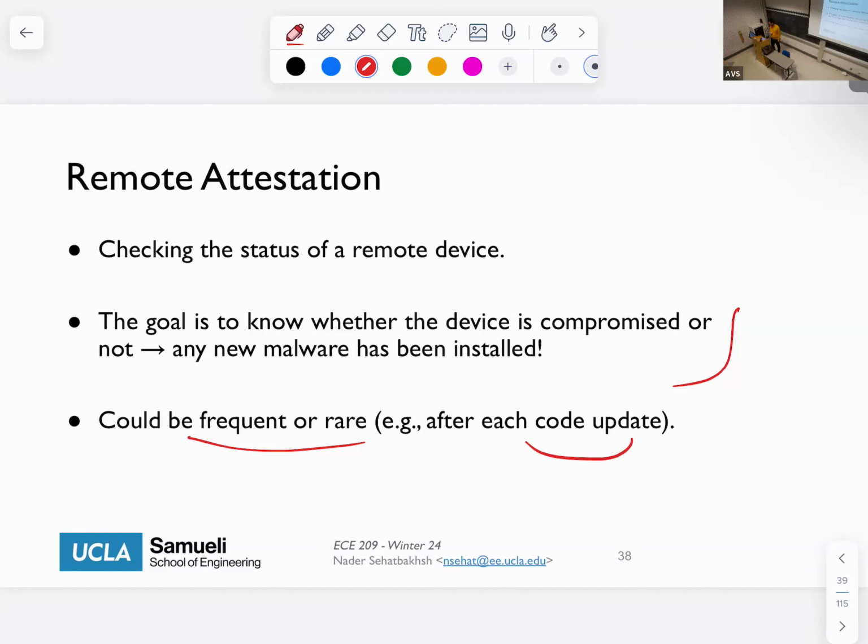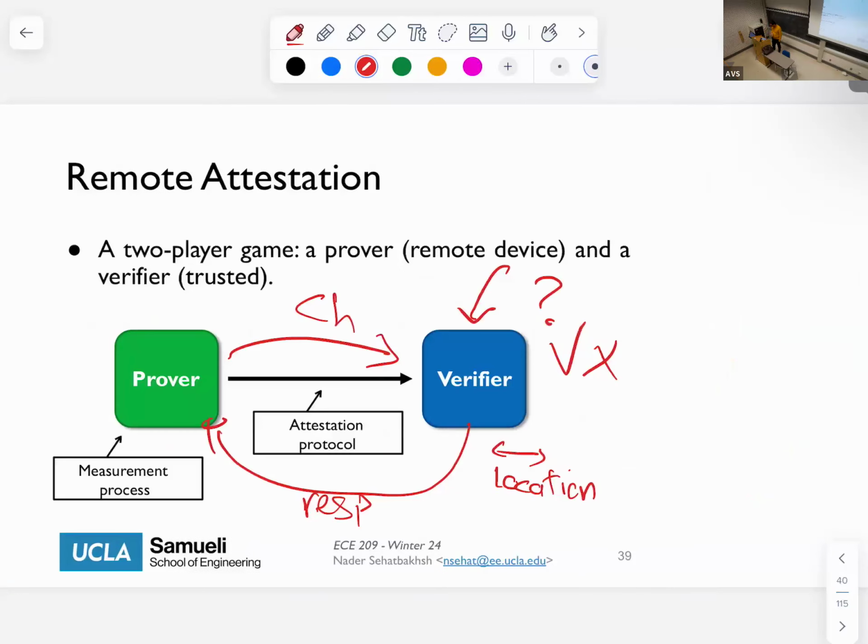So any new malware that's been installed in the system, any change to the memory content in the remote device will be detected using remote attestation. And then the remote user, the verifier, can decide how frequent this request can be. It could be as frequent as every minute, every hour. And obviously, if you do it more often, there will be more overhead added to the system. This is the main high level idea of how remote attestation works.